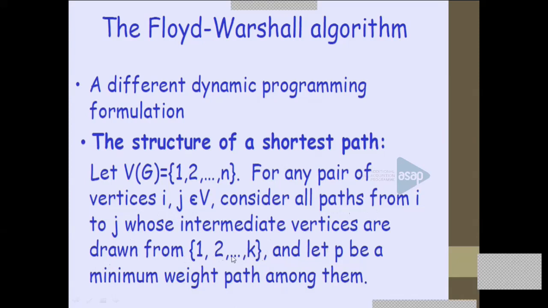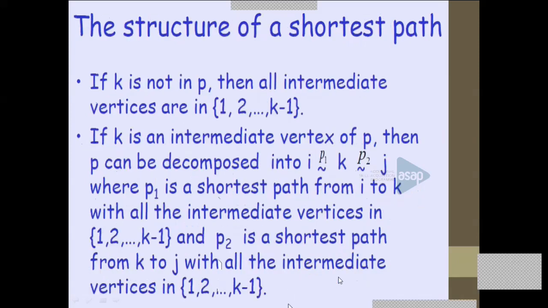If k is the highest-numbered intermediate vertex, then all the intermediate vertices are drawn from 1 to k. Let P be the minimum weight path among them. If k is not in P, then the intermediate vertices will be 1 to k minus 1. If k is an intermediate vertex, then the path splits into i to k and k to j, as discussed before. i to k is P1 and k to j is P2.